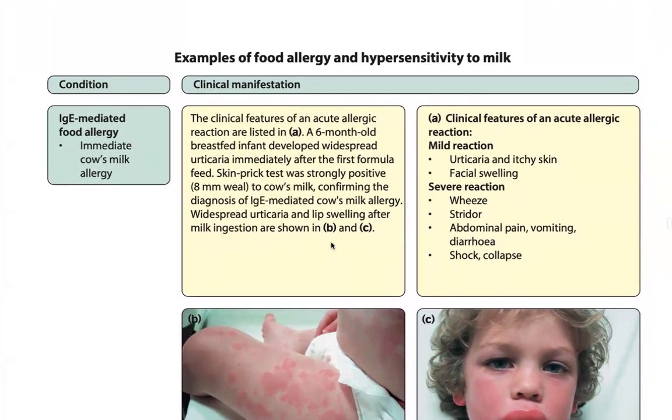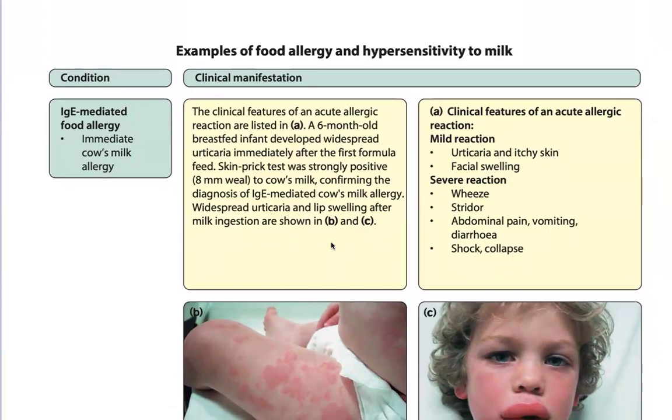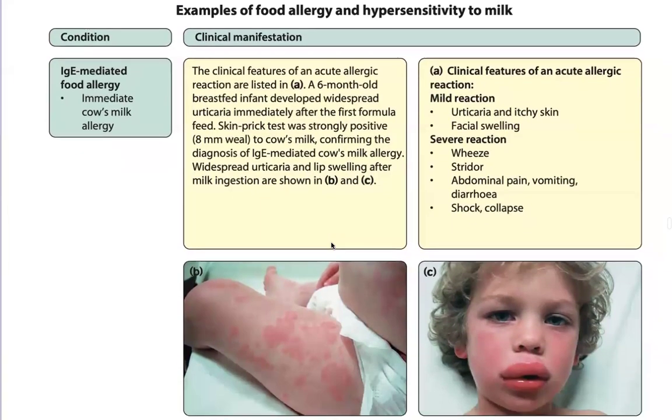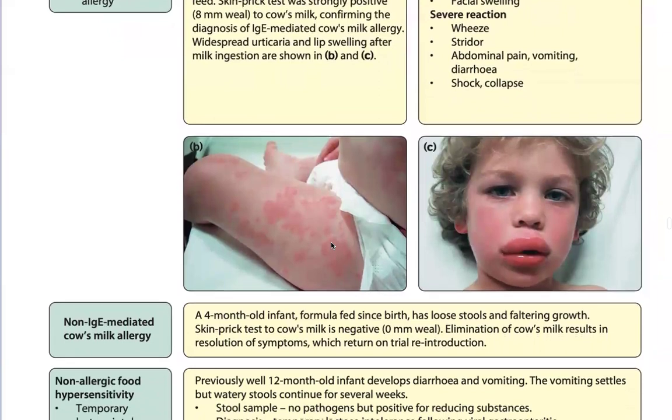See clinical features of an acute allergic reaction. Mild reaction: urticaria, itchy skin, facial swelling. Severe reaction: wheeze, stridor, tongue swelling, pain, vomiting, diarrhea, shock, and collapse.